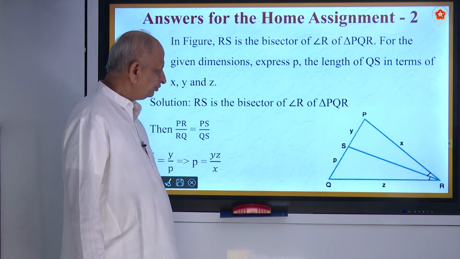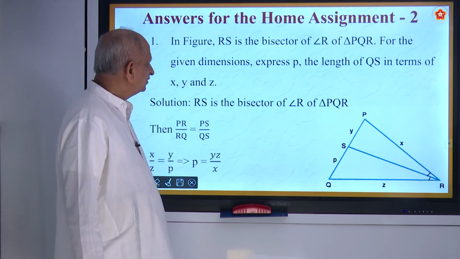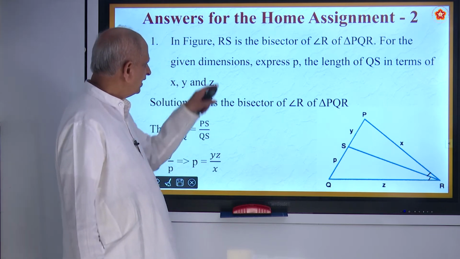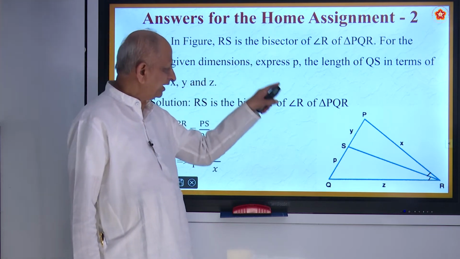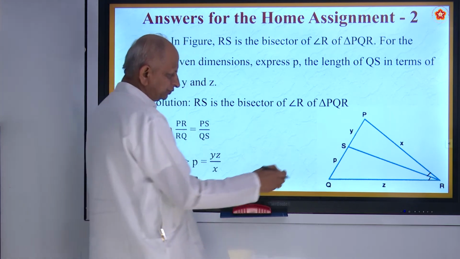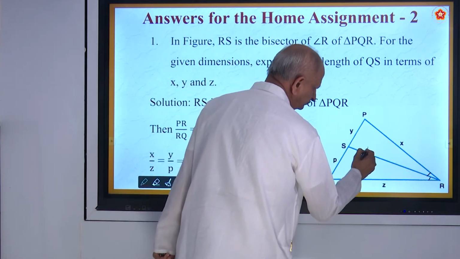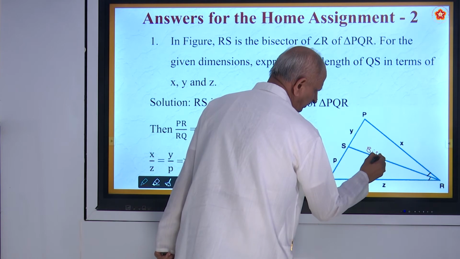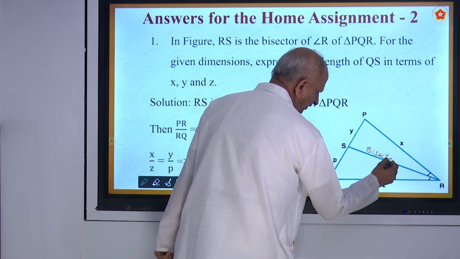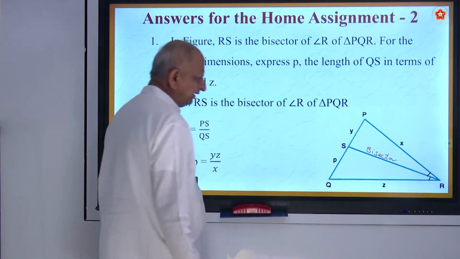Now we'll pass on to the home assignment. First question, in the figure, RS is the bisector of angle R. So this is the bisector. What do you mean by bisector? It divides the angle equally.